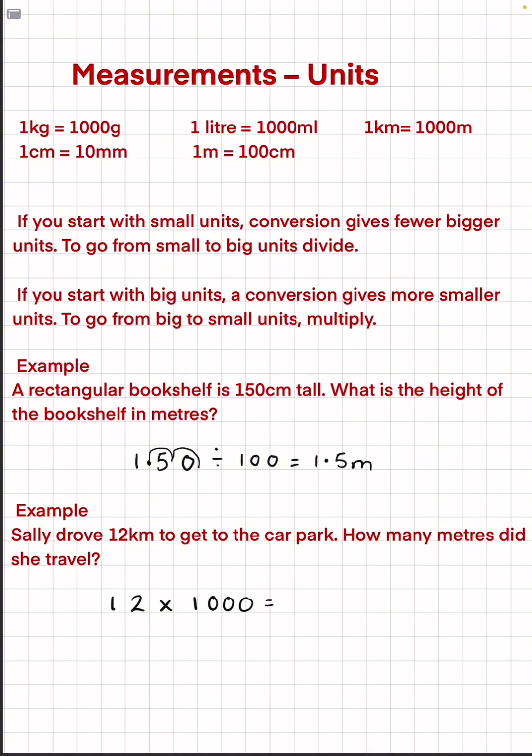When we multiply, we move the decimal point to the right by the number of zeros in the multiplier. So 1,000 has 3 zeros, so we can move the decimal point 3 places to the right. So if we have 12, the decimal point is here at the end of the number. If we move it 3 places to the right, 1, 2, 3, and we can fill the gaps in with the zeros. The answer is 12,000 meters.